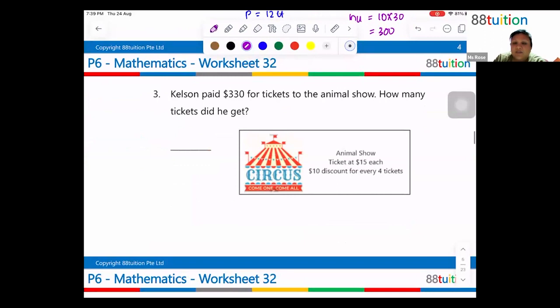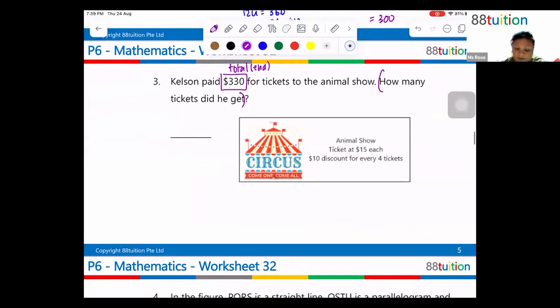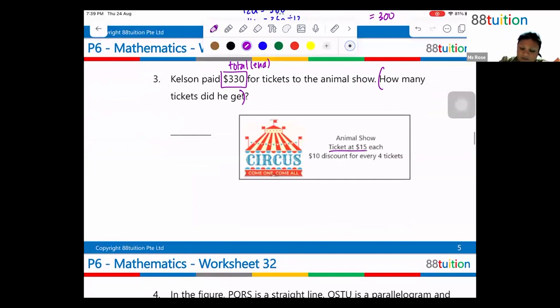Right, so question number 3. Now, this is where you have to read very carefully. He paid this amount, so that's the total that he paid in the end. You want to know how many tickets he got. Is it complicated? Now, what is the cost of one ticket? And for every 4 tickets, you have a discount of $10. This is considered one set or one group.